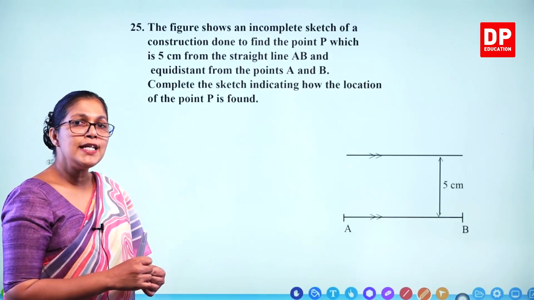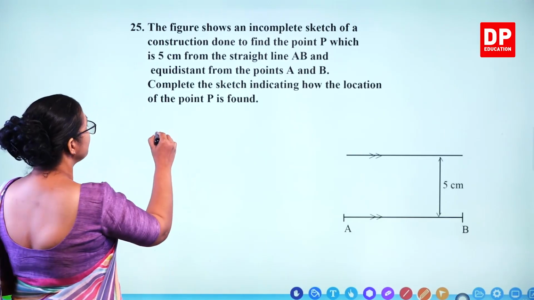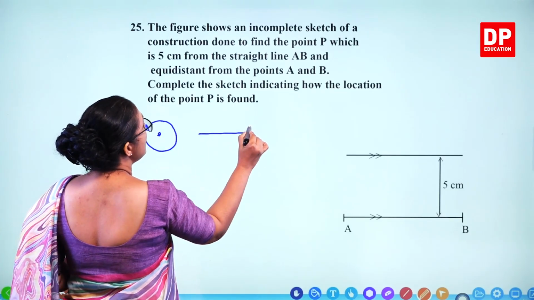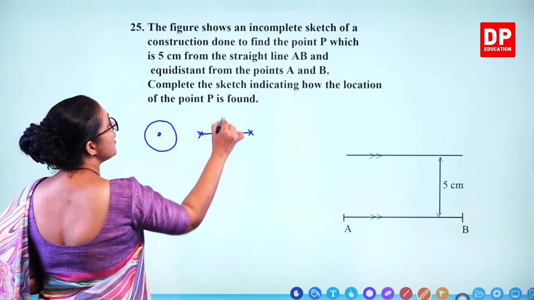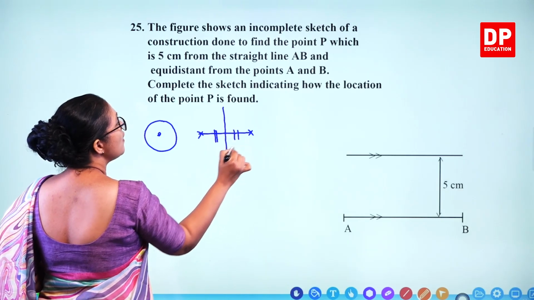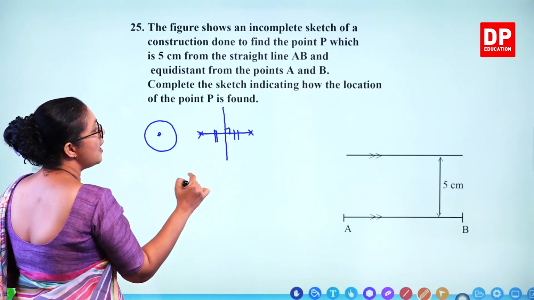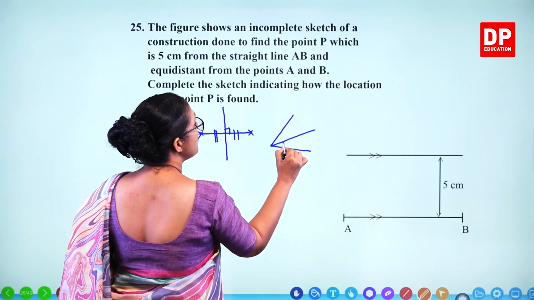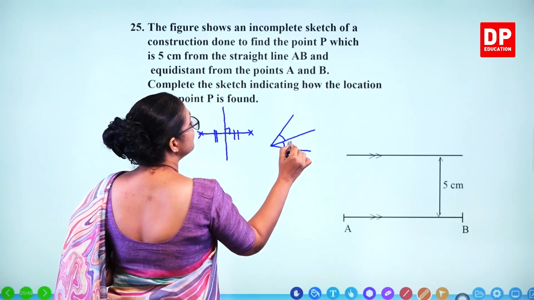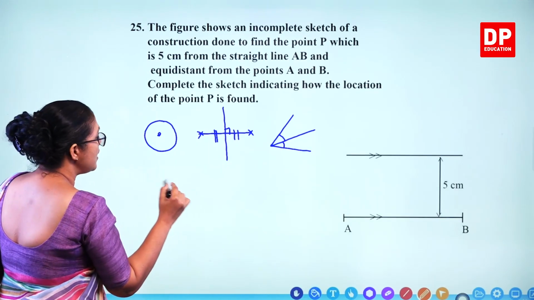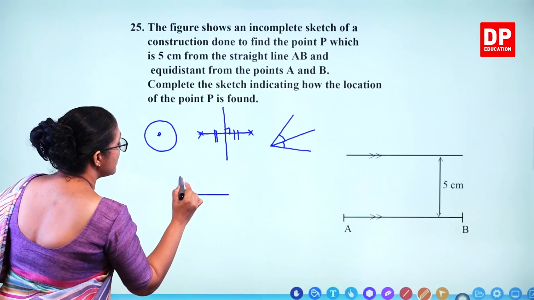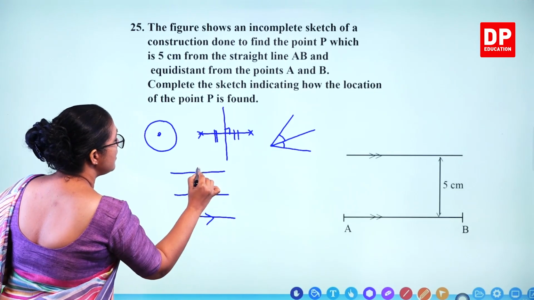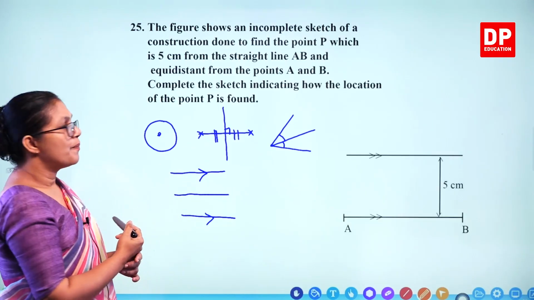Equidistant from a point, that's a circle. Then equidistant from 2 points is the perpendicular bisector. And equidistant from 2 lines is the angle bisector. And equidistant to a line is a parallel line above and below.